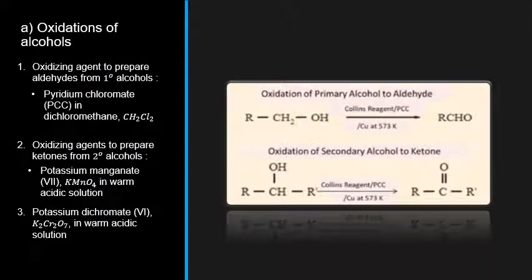Oxidation of alcohols. First, the oxidizing agent to prepare aldehydes from primary alcohols is pyridinium chlorochromate, also known as PCC, in dichloromethane. Second, the oxidizing agent to prepare ketones from secondary alcohols is potassium manganate in warm acidic solution. Third, by using potassium dichromate in warm acidic solution. The picture shows the preparation of aldehyde and ketone.